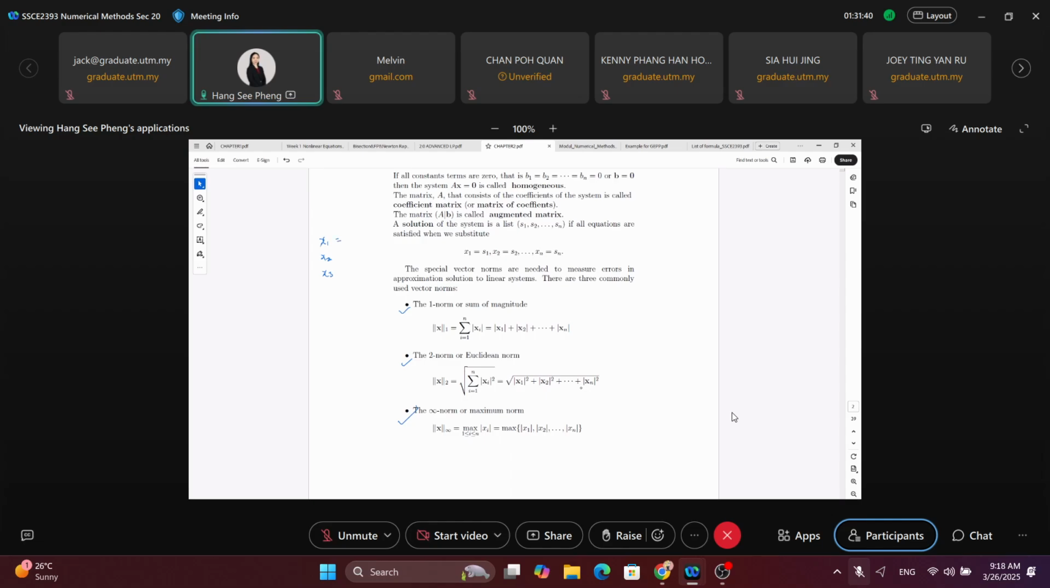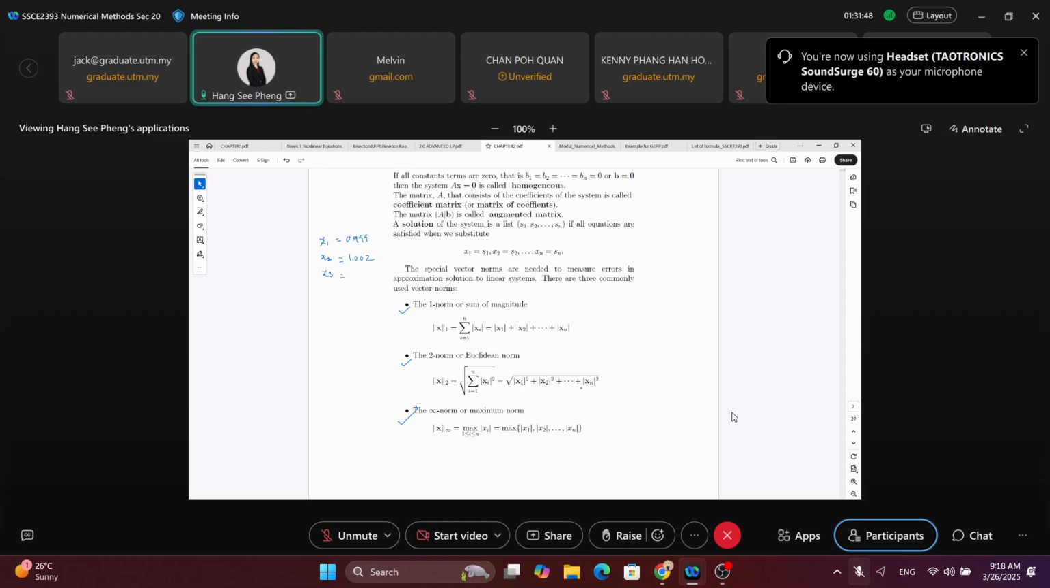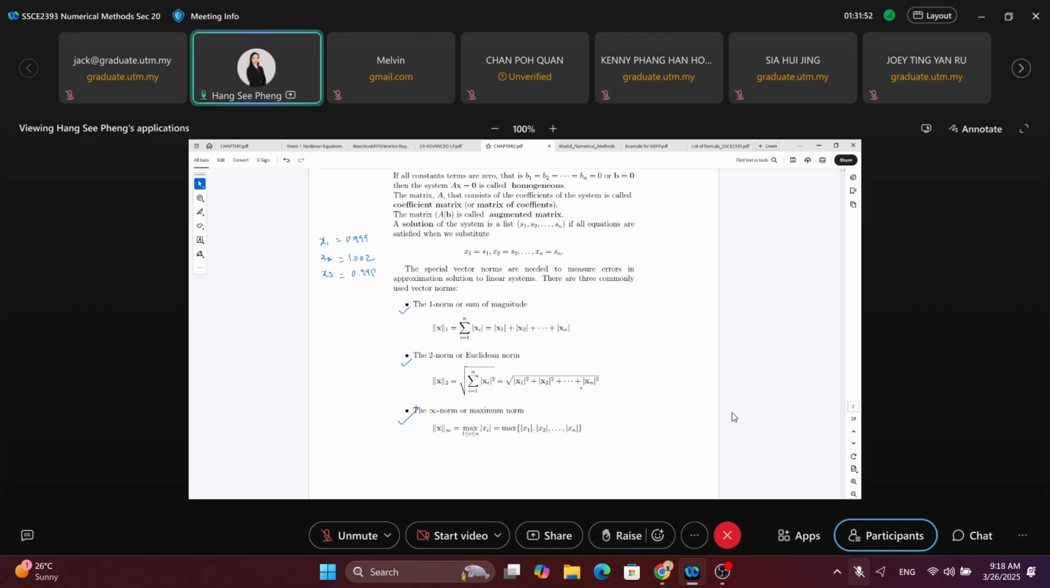For example, in numerical methods, x1 we get 0.999, x2 we get 0.002, and x3 we get 0.998. This is from numerical methods. And the actual solution is given to you: x1 should be 1, x2 should be 1 also, and x3 should be 1. But what is the difference? 0.001, that is the difference for x1. This one 0.002, and this one 0.002. So we have three differences between the answer from numerical methods and the actual solutions: the difference for x1, for x2, and for x3.